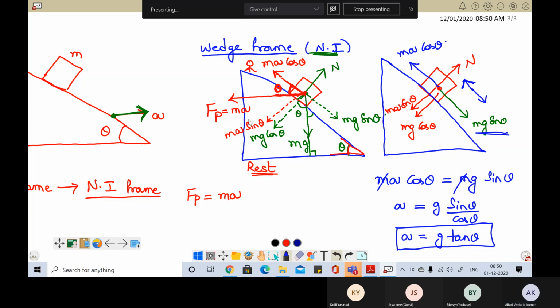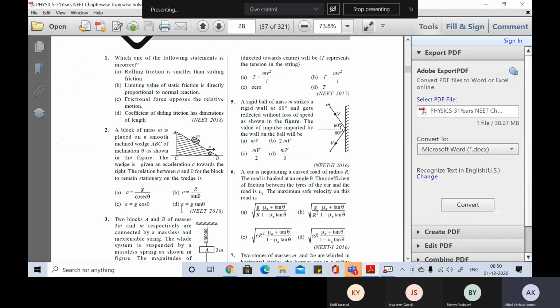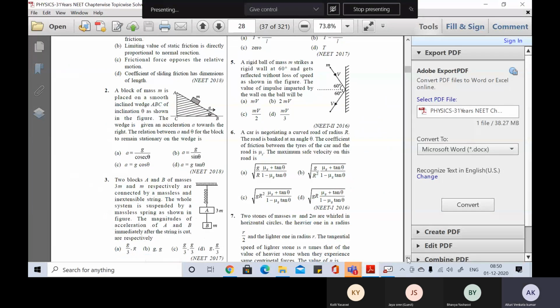And if they ask the normal reaction, that is also rest. In this direction, it is not moving. In this direction, is it moving? Yes, sir. So N equals ma sin theta plus mg sin theta. Correct. Here the only thing is you need first of all the concept of pseudo force and resolution. That's all. Understood? So the answer is a equal to g tan theta, option D. I think that answer is correct.